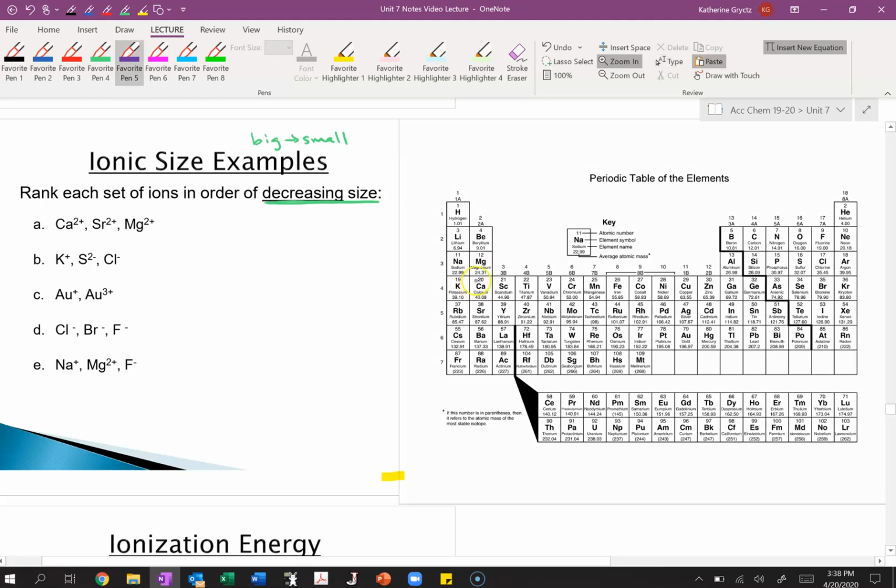Okay, so for calcium, it originally had its electrons in 1s2, 2s2, 2p6, 3s2, 3p6, 4s2. When it becomes Ca2+, it means you've lost 2 electrons. The electrons that are going to get lost always come from the outermost level. The outermost level here is 4, so they're always going to come from level 4 for calcium. So what's going to happen now is calcium still has the 20 protons, but for its energy levels now, it only has 3.